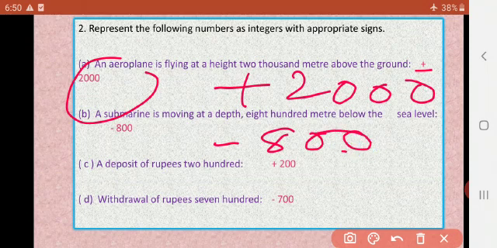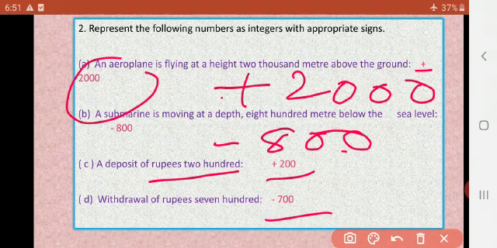A deposit: you are depositing an amount, so a deposit of rupees 200 will be plus 200, that is positive 200, because you are depositing money in the bank, which is a positive thing. The next question is withdrawal of rupees 700. You are taking 700 from your account, so the total amount in the account will decrease. That is not a good thing, so it will be negative, minus 700.